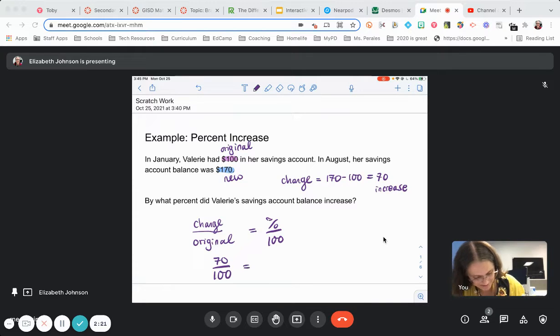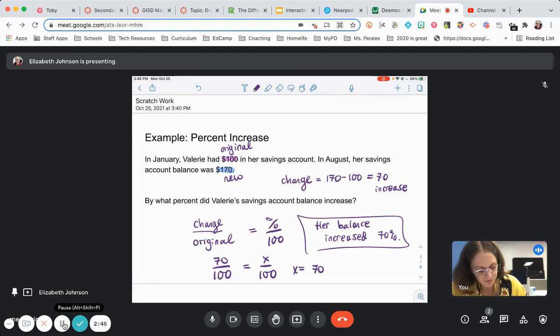And hey, this is going to be an easy proportion. I like that. Let me write an X here, and then my 100 in the denominator. And can you see why it's so easy? The denominator is 100 in both of these ratios, which means X is 70. In other words, her balance increased 70%.